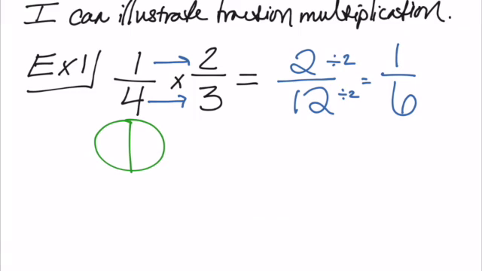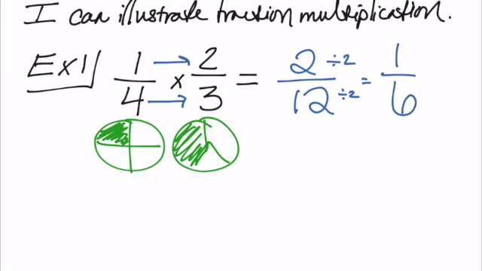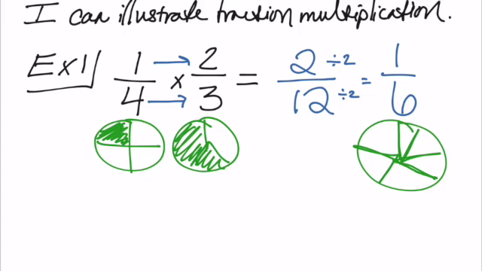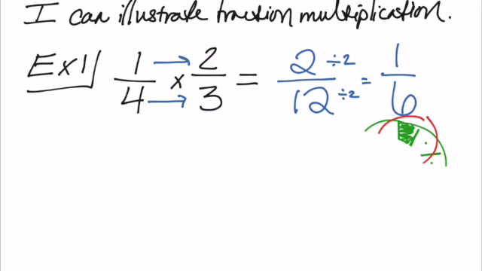1/4, let's take a circle and cut it into fours. And 2/3, take a circle and cut it into thirds. And 1/6, take a circle and cut it into 6. 1, 2, 3, 4, 5, 6. Whoops, that's not really. There's 1/6. Check it out. This is actually, the answer is actually smaller than either one of the numbers we began with. That's because of that word of. And let me show you.